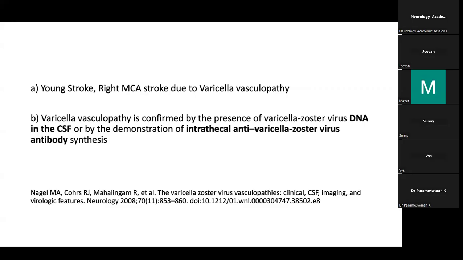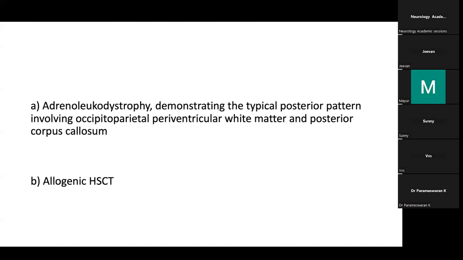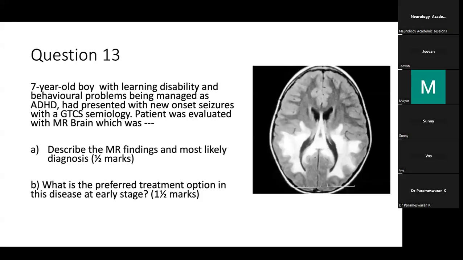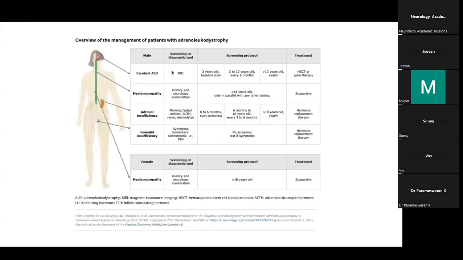Question 13, a 7-year-old boy with learning disability had presented with new onset GTCS. The MRI demonstrated the typical posterior pattern involving occipitoparietal and periventricular white matter and involving posterior corpus callosum regions. Diagnosis is adrenoleukodystrophy, and the treatment of choice is allogeneic hematopoietic stem cell transplant. This is providing an overview of the management of adrenoleukodystrophy.